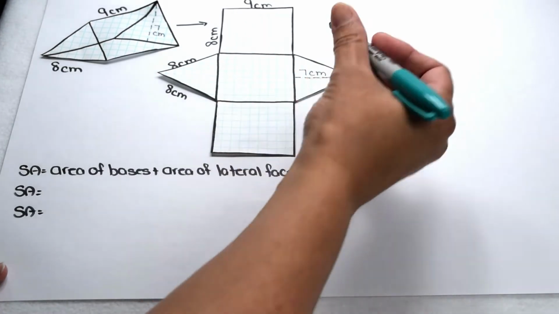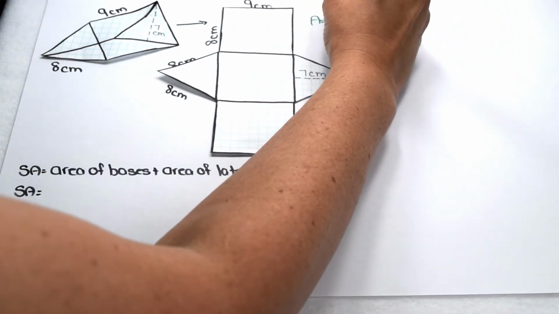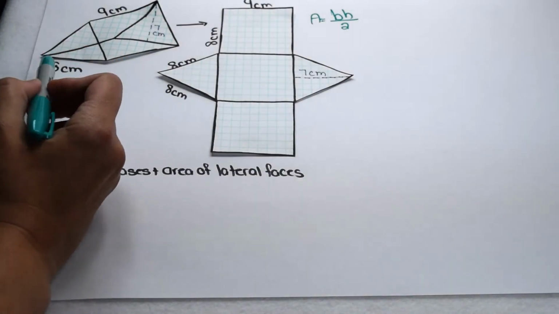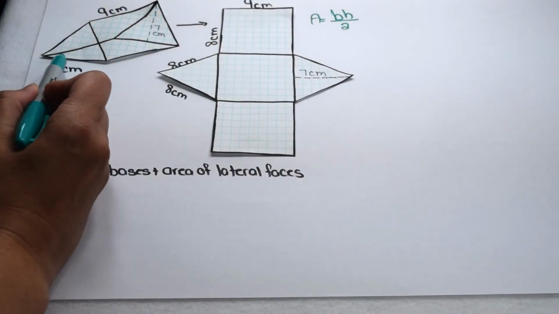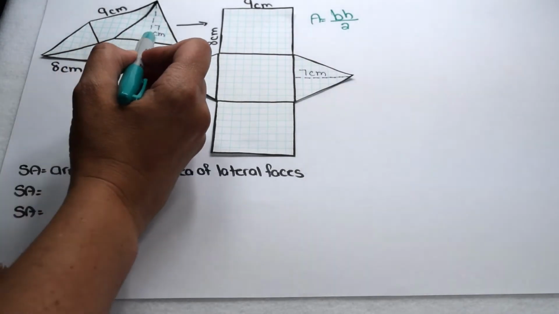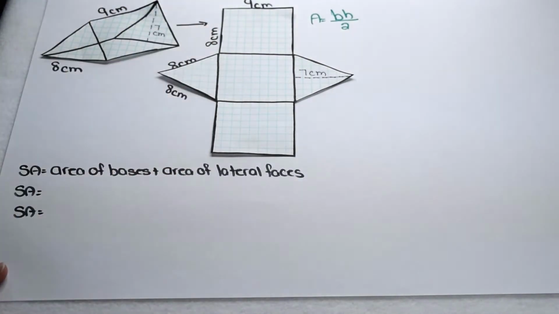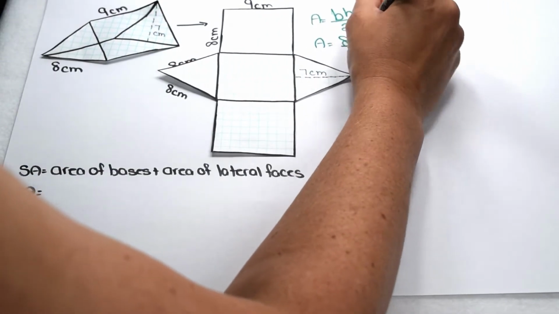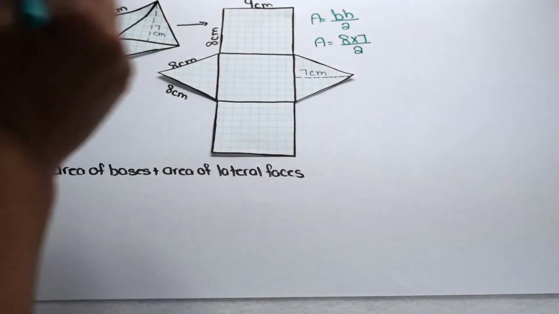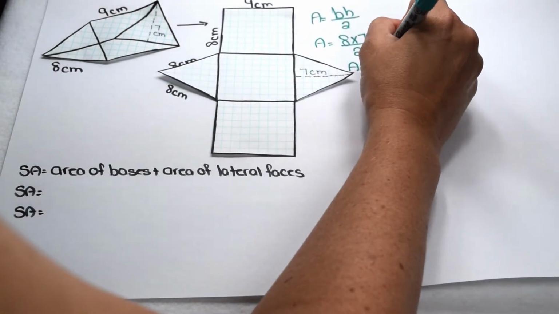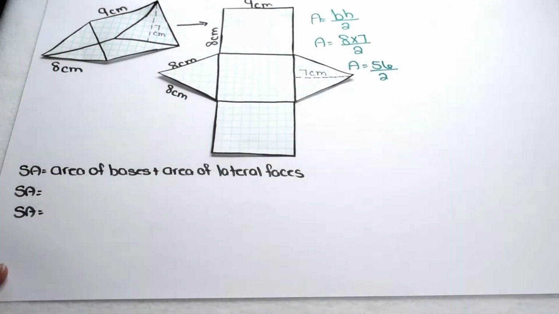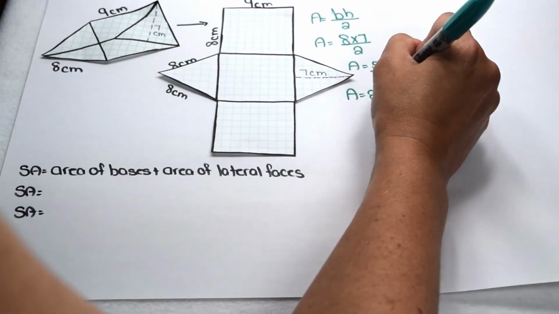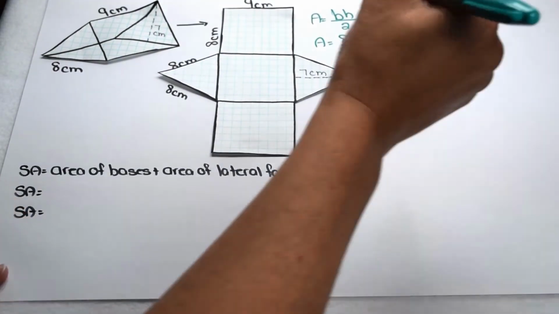In this case, our base is a triangle, so that means we're going to have to solve base times height divided by 2 to find its area. Well, on our prism, I can see the base of my triangle is 8 centimeters. The height of my triangle comes out to be 7 centimeters. So that means to find the area of my base, I need to do 8 times 7 divided by 2. 8 times 7 is 56, so to find the area of one of my bases, we need to do 56 divided by 2.